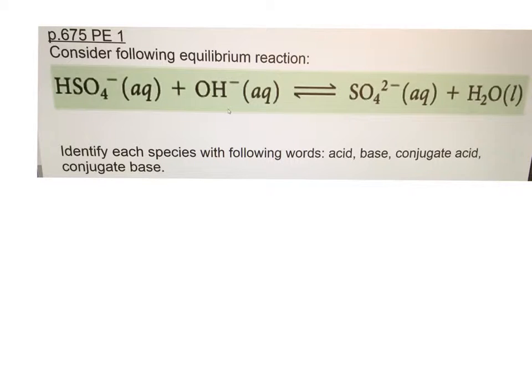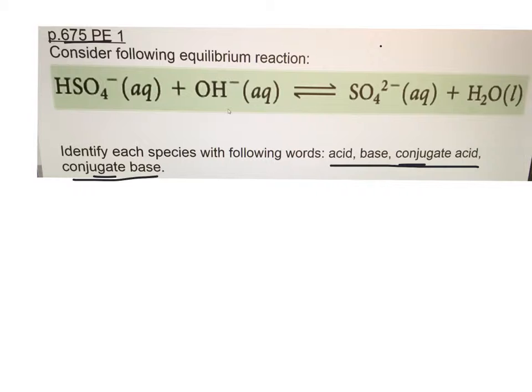All right, so here for page 675, practice exercise 1, you have an equilibrium reaction here. Identify each species with the following words: acid, base, conjugate acid, and conjugate base. Just remember, you always use the word only acid or base on the left side of your equation, and the words conjugate on the right side of your equation.